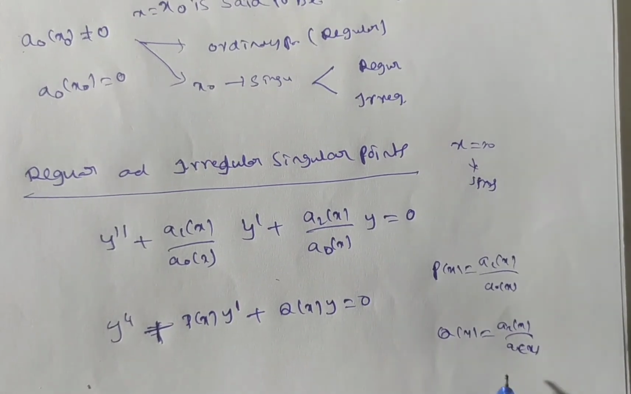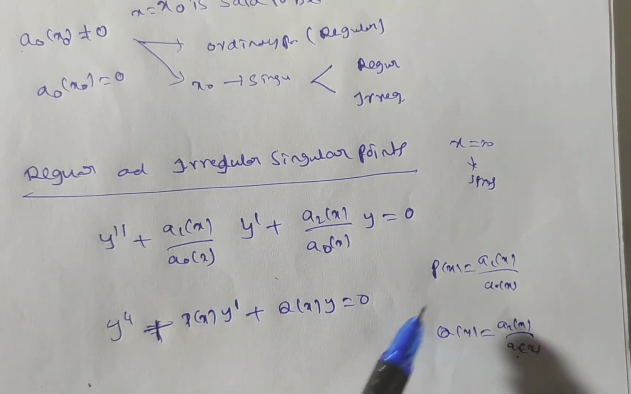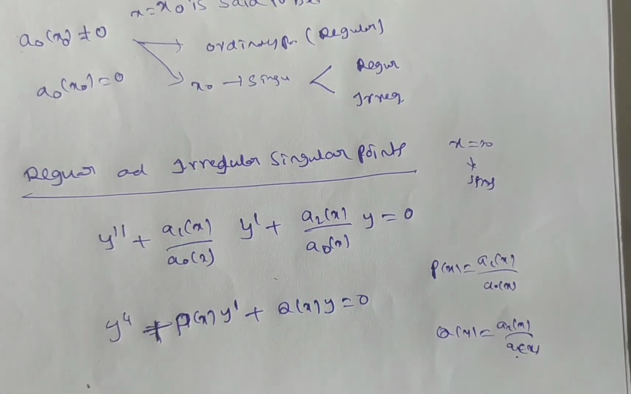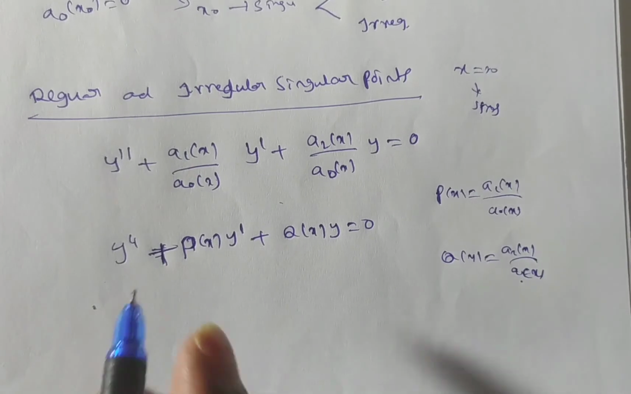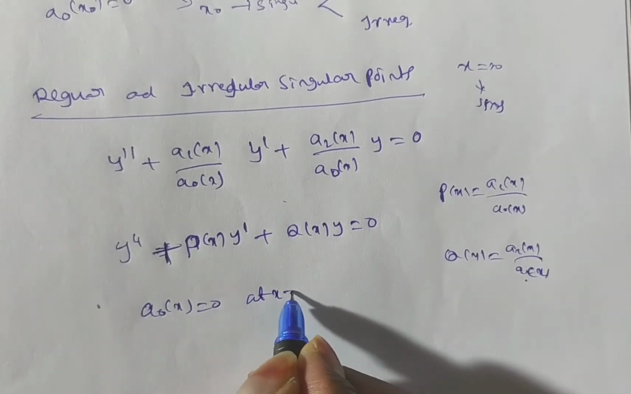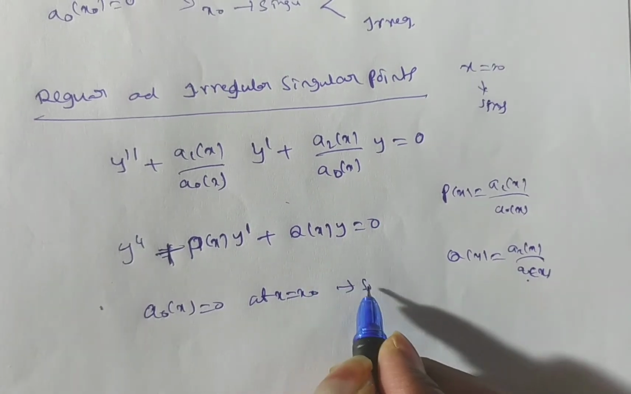Is it clear for everyone? You see, a1 by a0 is considered as p(x), and a2 by a0 is considered as q(x). And here, if a0(x) equals 0 at x equals x0, then this is called a singular point.